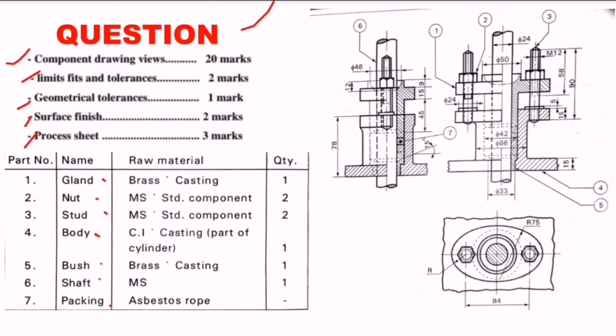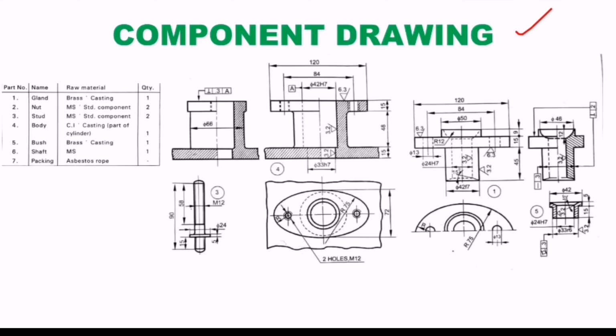So our task is that we need to understand this assembled figure. After understanding this, we need to divide this assembled figure into individual parts. So that is our first task, named as component drawing views. Component drawings are individual parts. Here we can see 7 parts: gland, nut, stud, body, bush, shaft, packing. So these 7 parts are shown here.